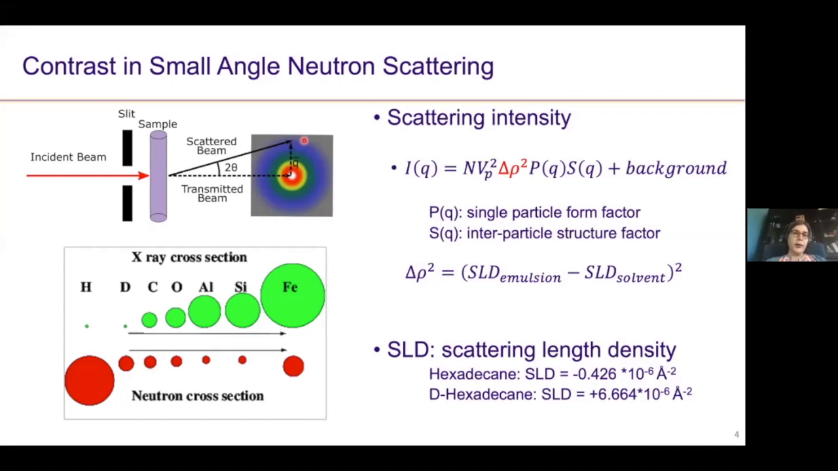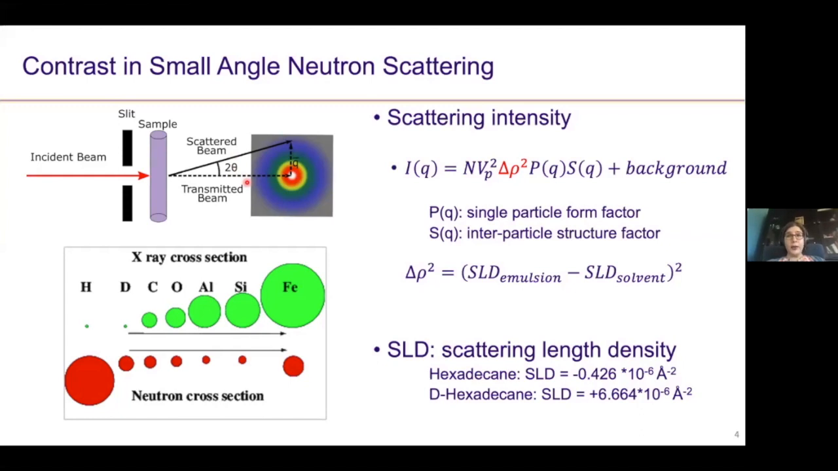So what we're going to collect is an intensity that is going to be a function of this wave vector Q, which can be related to the scattering angle. And by analyzing this intensity, we can learn about the structure of the materials. In the case of emulsions, this is somewhat trivial because these are spheres, but we can learn about the size of the spheres or even the size distribution of the spheres.